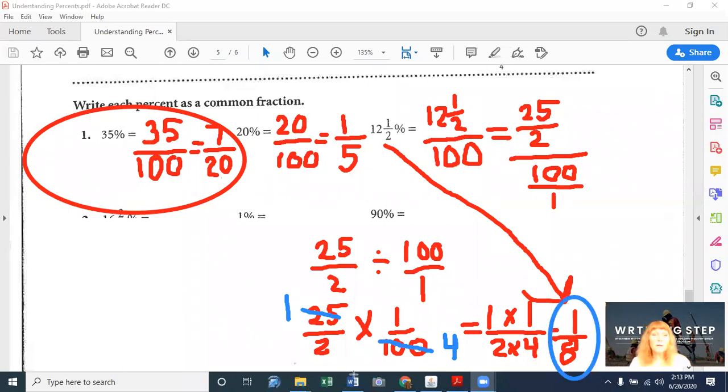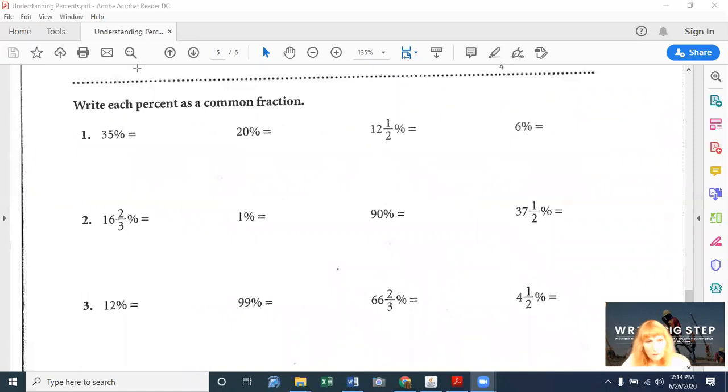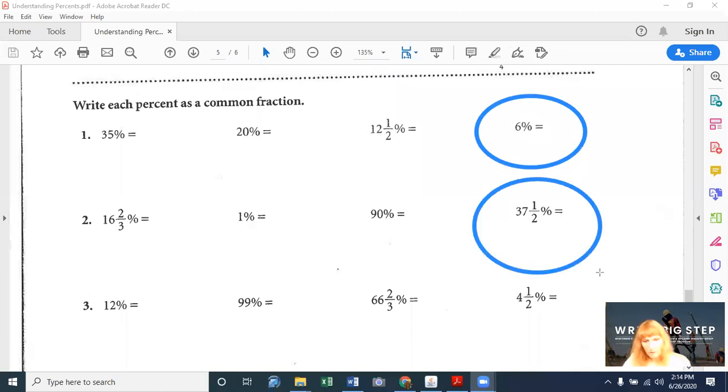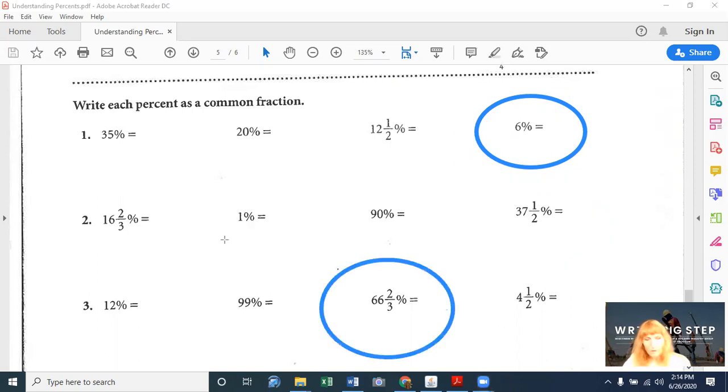So 12.5% equals 1/8. So we'll do another example like that because some of those are kind of a little bit harder. Let's clear. So let's do a couple more. Let's do 6%. And let's do 66 2/3%. So let's look at the 6% one first.